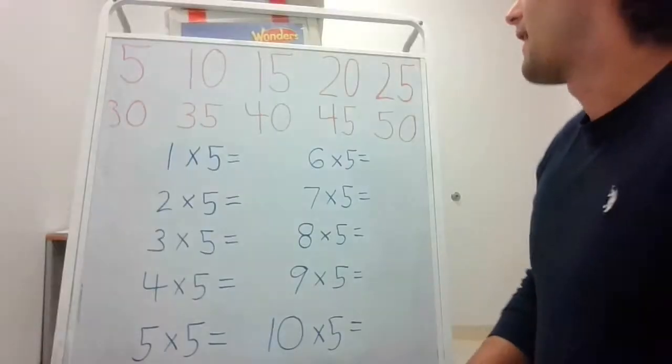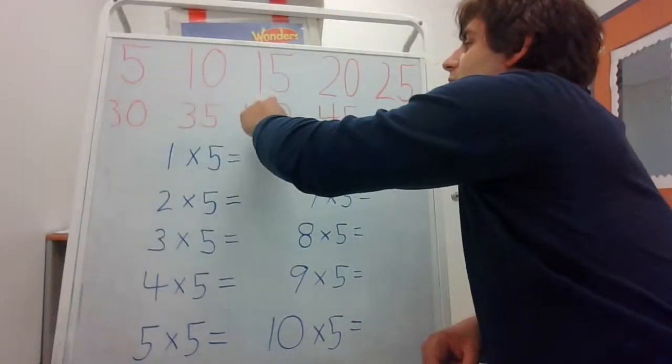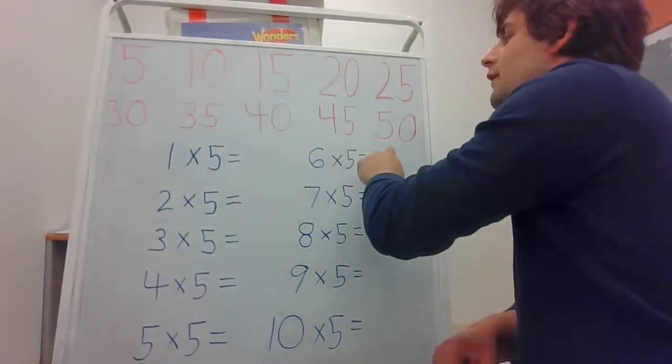So I'm going to skip count by 5 to 50 right now. Ready? 5, 10, 15, 20, 25, 30, 35, 40, 45, 50.